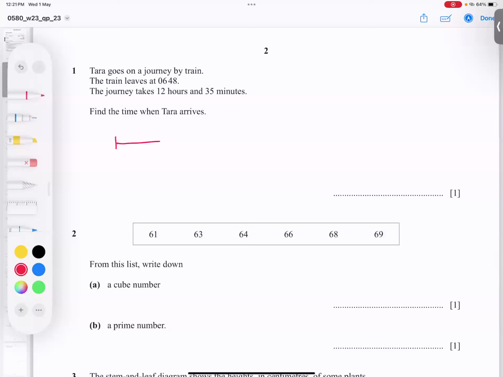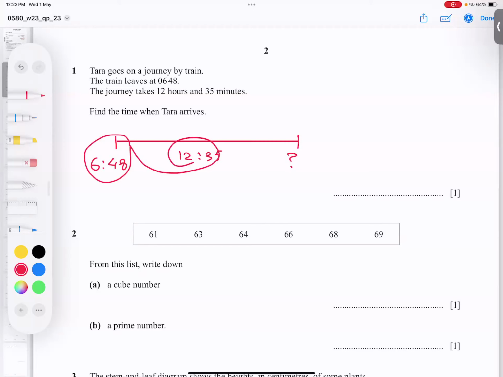It is a very simple and best technique. You make a timeline. This is called a timeline. Starting time 6:48 and journey time 12 hours and 35 minutes. This is the ending. You can apply this in simple life when you want to find the end. So in this time, you must add it. And what is the way of adding?